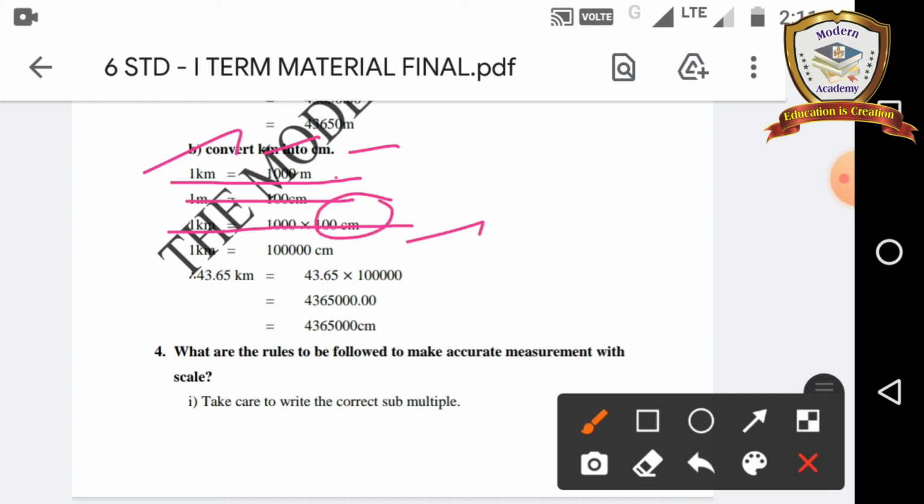So finally your answer is 1 kilometer equal to 1 lakh centimeter. Okay, how did it come? 1 into 1, here 3 zeros are there, here 2 zeros are there, so totally 5 zeros, right? So 1 lakh centimeter. So 1 kilometer equal to 1 lakh centimeter means 43.65 kilometer equal to 43.65 into 1 lakh, right? So your answer will be 43 lakh 65,000 centimeter. Okay, so this is your final answer.